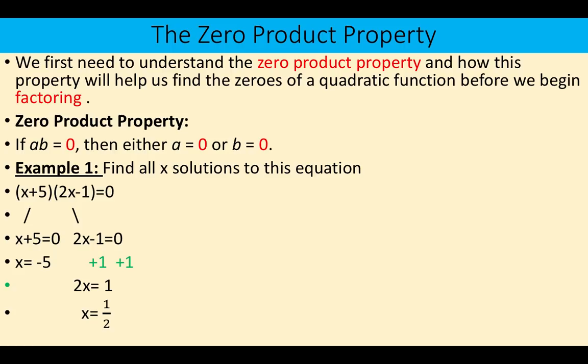Again, you can only use this property if you have a product, which means a multiplication happening, and it's equal to 0. So just be mindful of that. Let's go over to example 2.